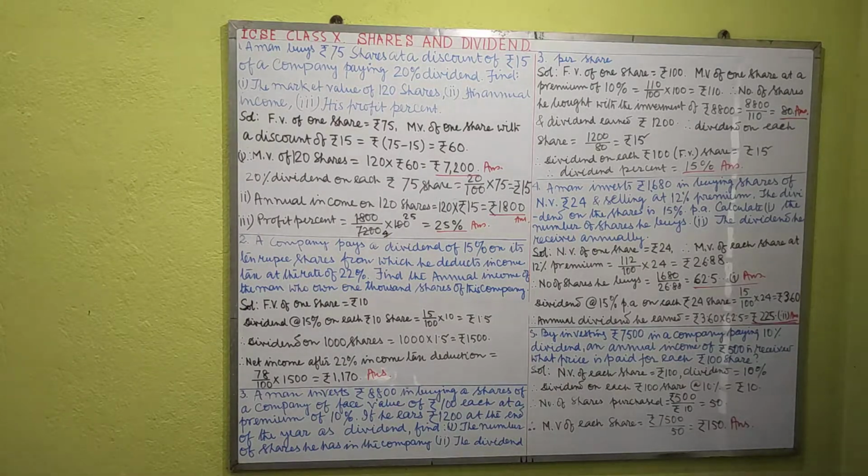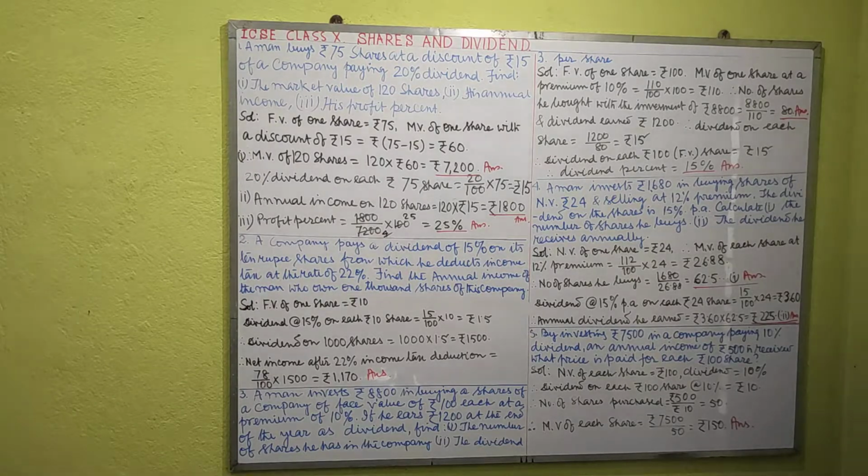Now, second question. A company pays a dividend of 15% on its rupees 10 share, from which it deducts income tax at the rate of 22%. Find the annual income of the man who owns 1000 shares of this company.